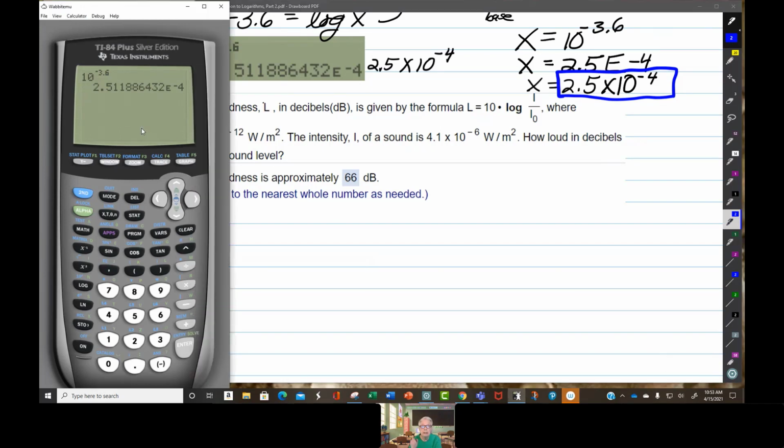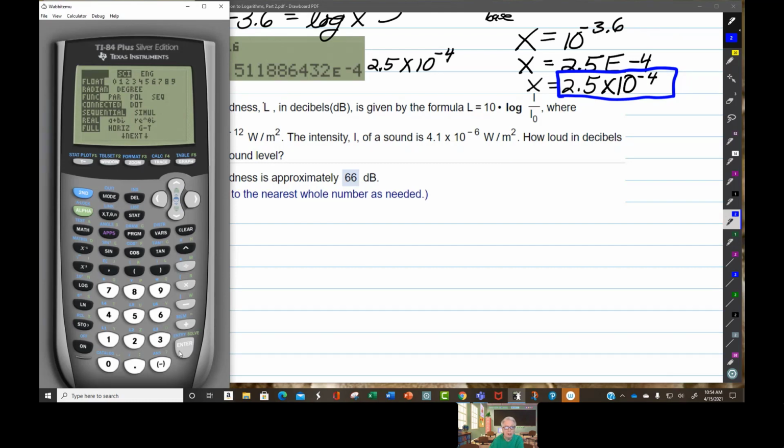Now we need to go back to not scientific notation. How you go back is you click the mode key. And you see the normal flashing? We want normal. So hit enter. And now we're back to normal. How cool is that? That's pretty cool. So, second quit, and we'll be ready for the next problem.